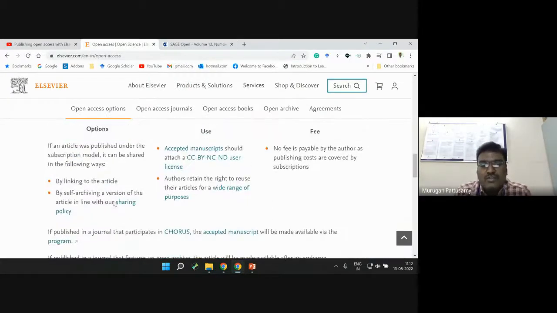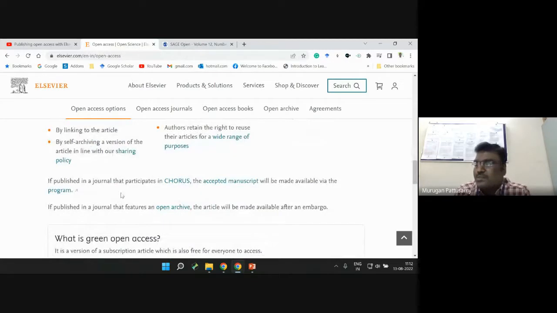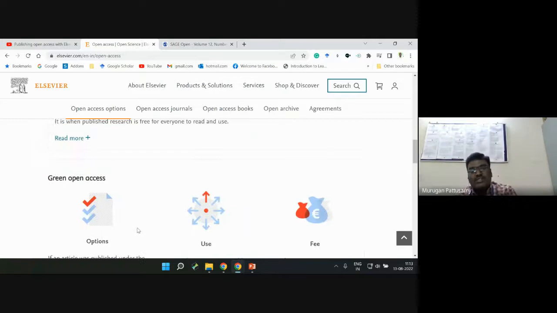So what is the benefit of going for this particular option? The benefit is you are self-archiving your article, maybe on your university website or institute website. The public can freely access your paper, the preprint version or maybe the final version of the paper, free of cost without subscribing to that particular journal. In turn, you are disseminating your knowledge without any restriction. So that's the benefit of going for this green open access option.